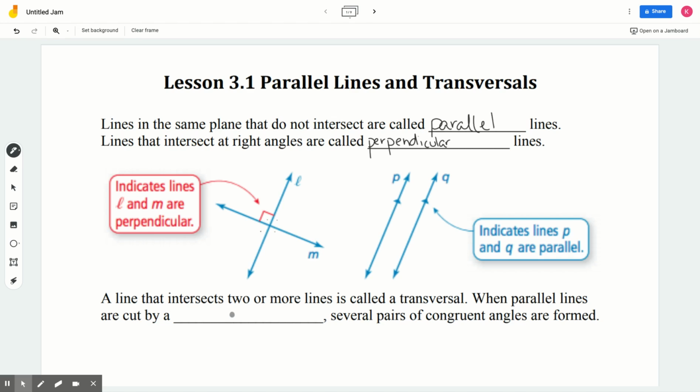A line that intersects two or more lines is called a transversal. When parallel lines are cut by a transversal, several pairs of congruent angles are formed. Now remember, congruent means equal.